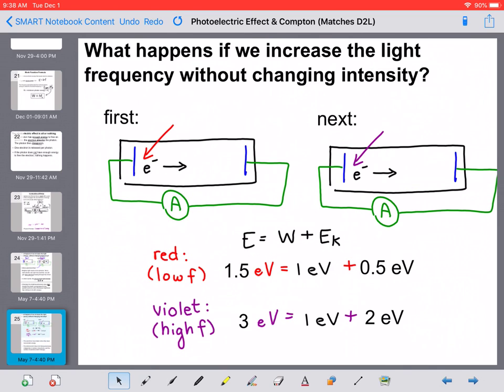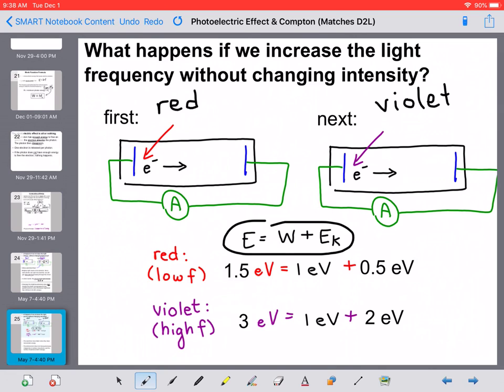Okay, now let's do the opposite. What happens if we increase the light frequency without changing the intensity? First we're going to start with red visible light, and then we're going to change it to violet visible light. Let's have a look at what happens. We can use our conservation of energy formula from earlier to help us think about this. Red photons have approximately 1.5 electron volts of energy, and violet photons carry approximately 3 electron volts of energy.